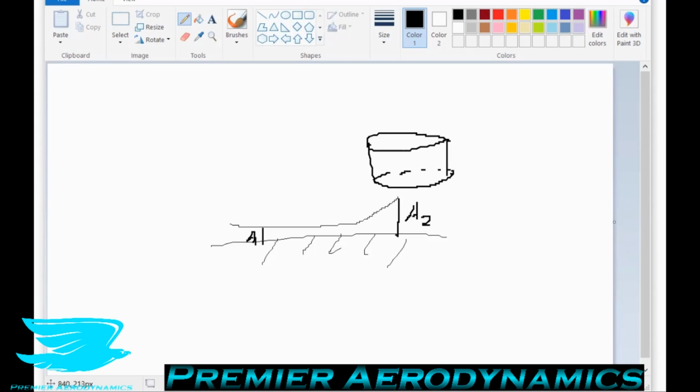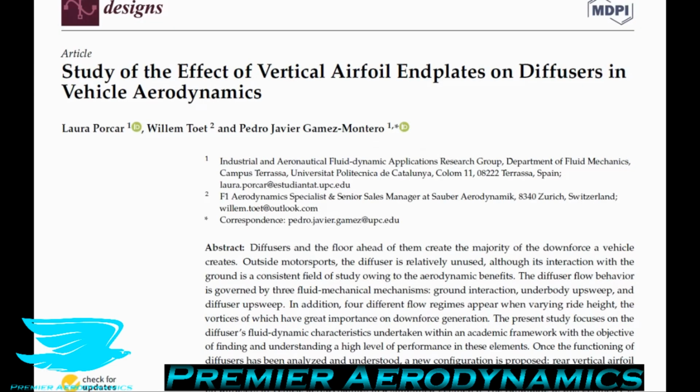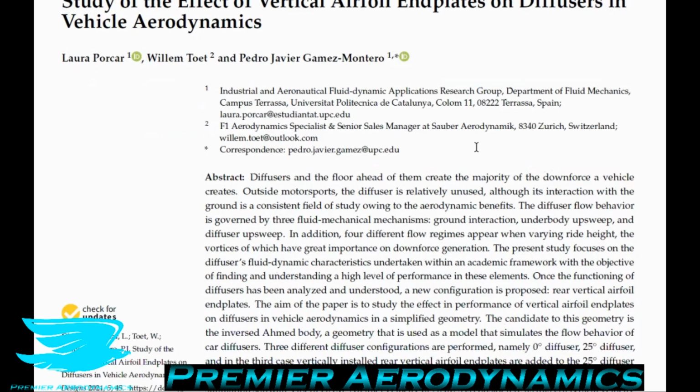So to look at this aerodynamics, we're going to be looking at a paper called Study of the Effect of Vertical Airfoil End Plates on Diffusers in Vehicle Aerodynamics. And this is an open access paper you can find in the link in the description. So let's get on with this investigation.